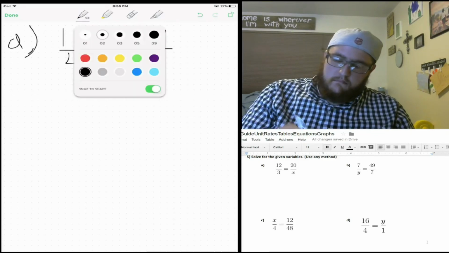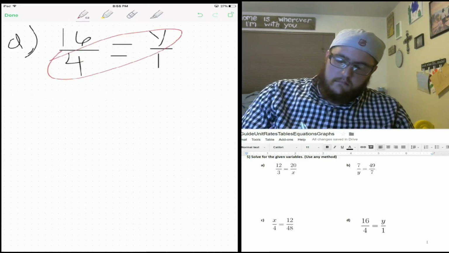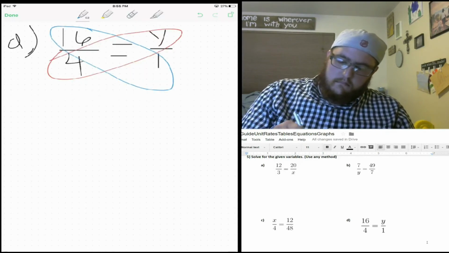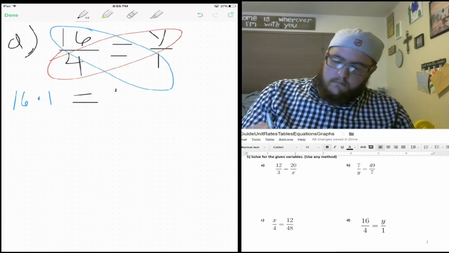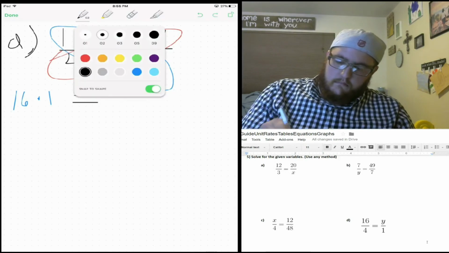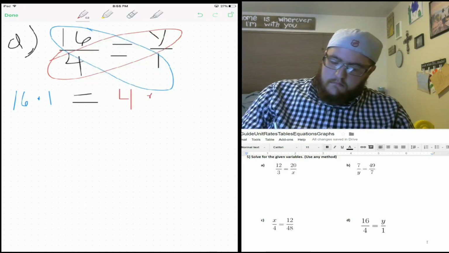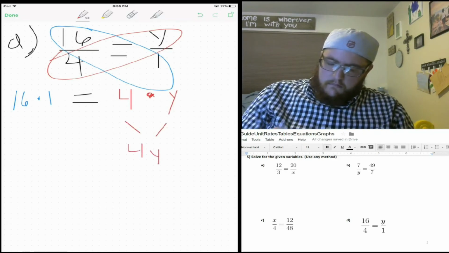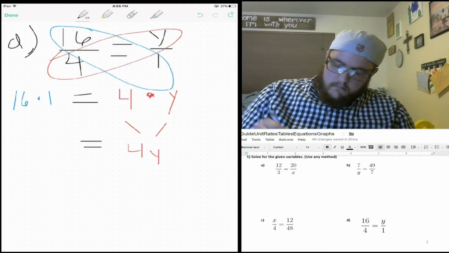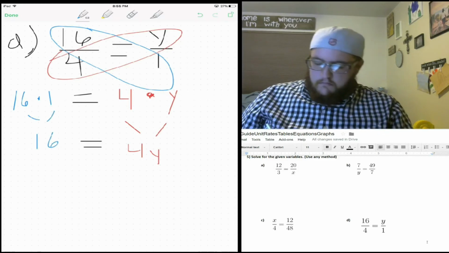Again, we'll set up the ratios it's given us, and we'll draw our butterfly wings. We will set the product of the first butterfly wing, or 16 times 1, equal to the product of the second butterfly wing, or 4 times y. Oop, that's not a plus, that should be multiplication. So, on the right side, the product of 4 and y is 4y, and on the left, the product of 16 and 1 is 16.